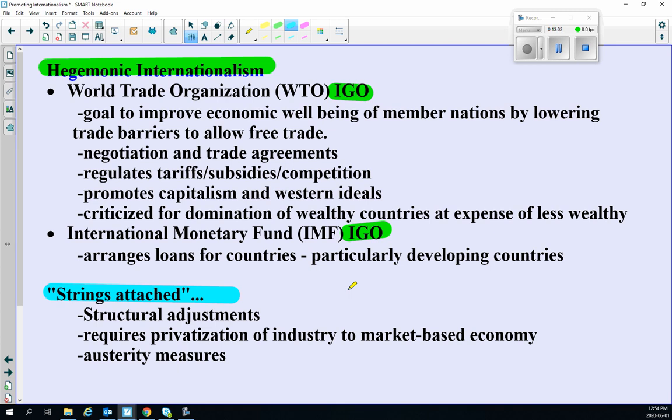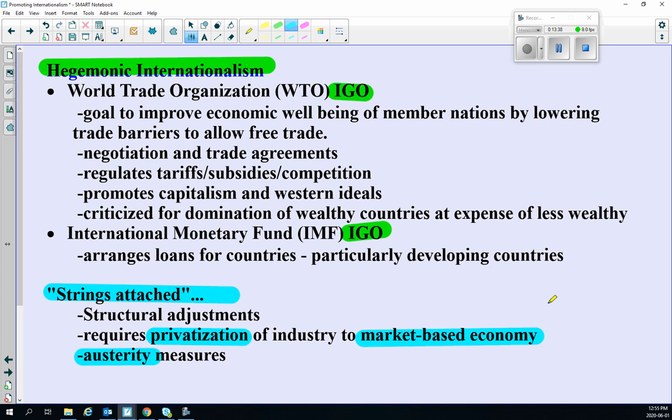Those countries have to agree to what are known as structural adjustments. Basically, they've got to spend less on education and healthcare to pay back the loan. That's a structural adjustment. They need to privatize their economies more to embrace capitalism. Otherwise, they don't get the loan from the IMF. And they may have to invoke what are known as austerity measures. Austerity measures means you cut back on local spending and infrastructure.